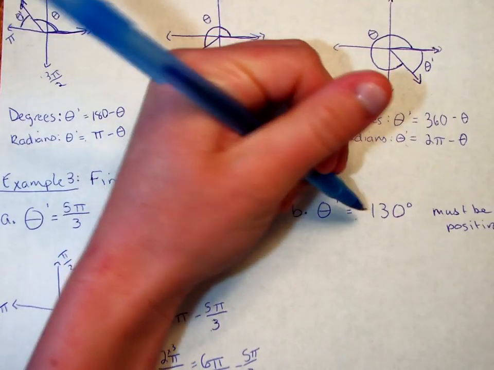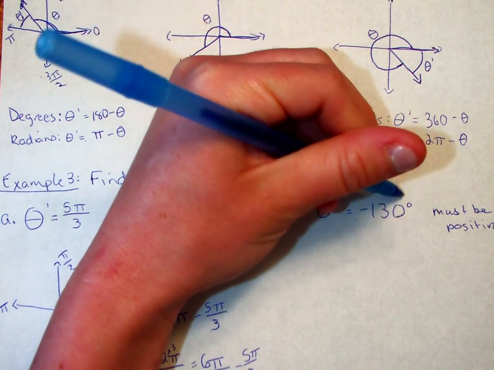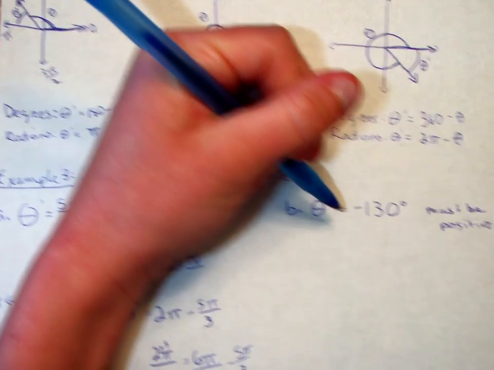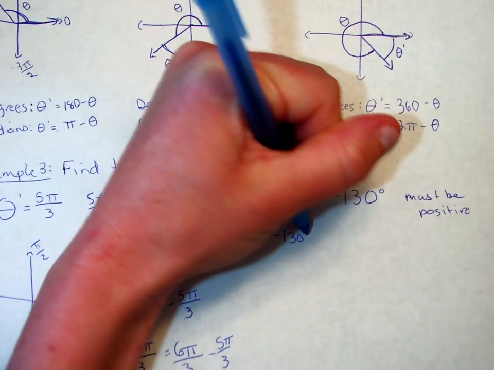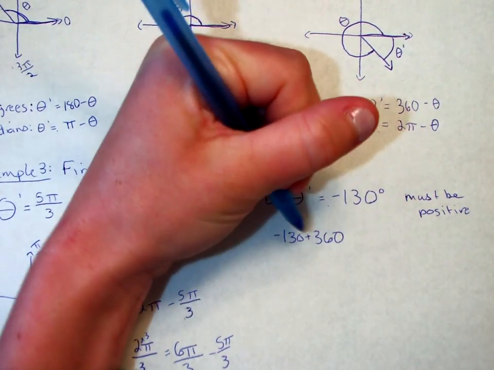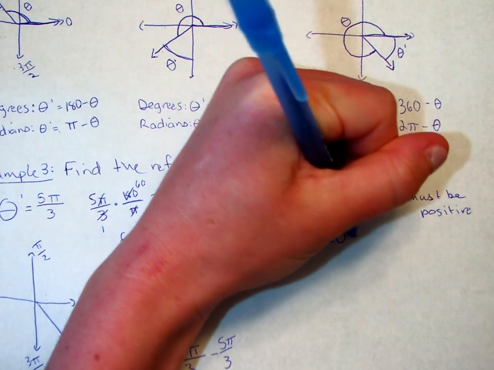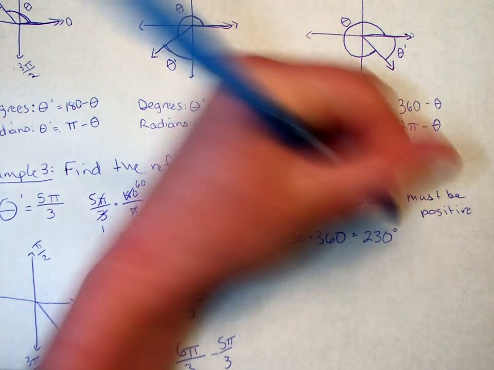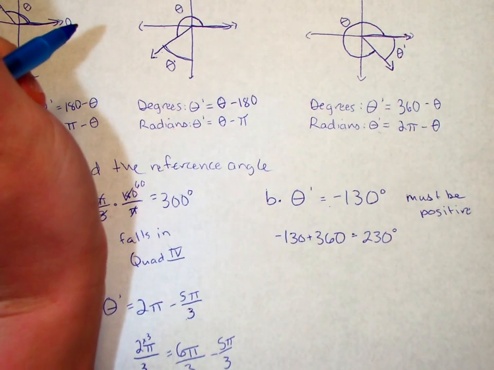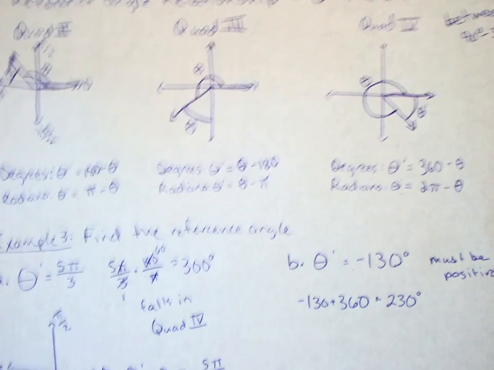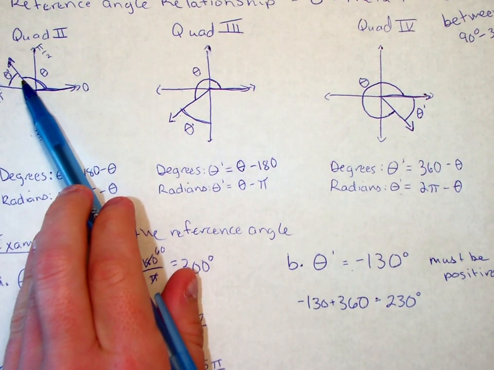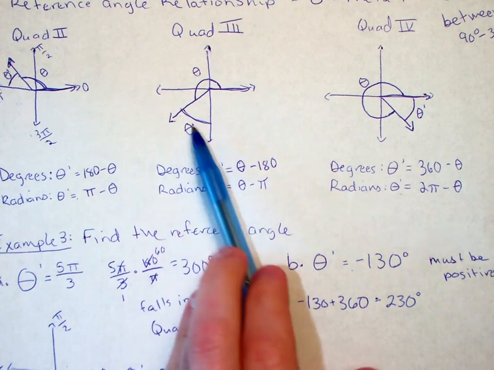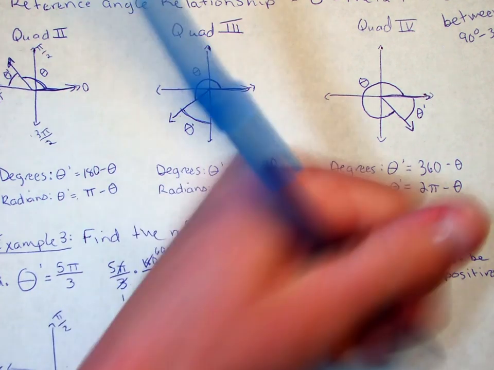So in order to find a positive angle that is in that exact same position, remember the word coterminal. So negative 130 plus 360 will just give us another variation of this, but the positive version. And we get 230 degrees. Okay, so let's look and see where 230 would fall. Not in quadrant 2 because that's 0 to 180.